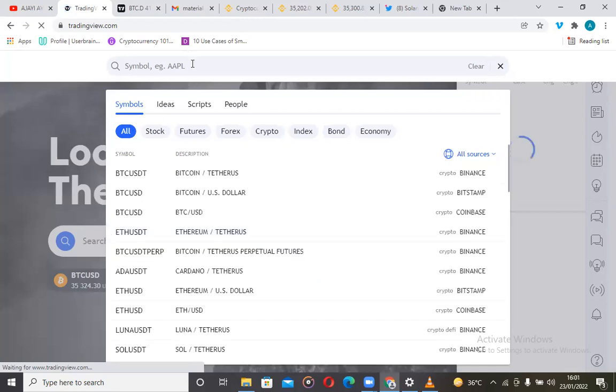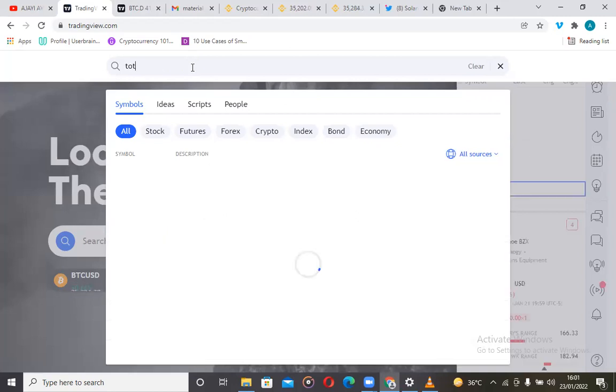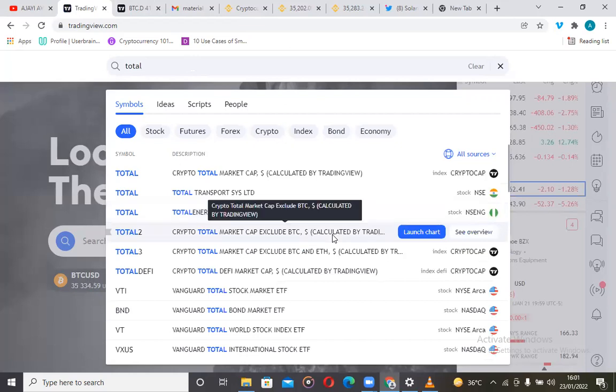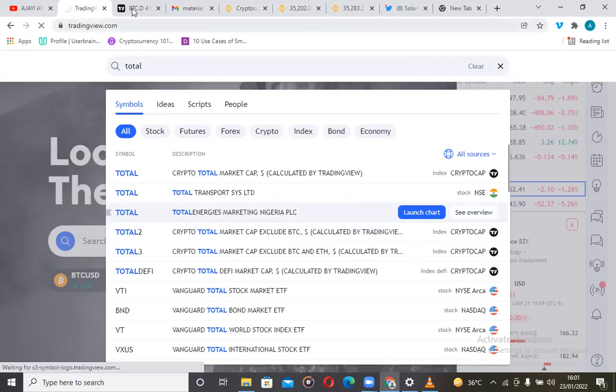Now, this one you search "total." That's total market cap. You search total. That's total. Our advice is to use Total 2, that is the total market cap of all cryptos excluding BTC. Those are the cryptos you need.